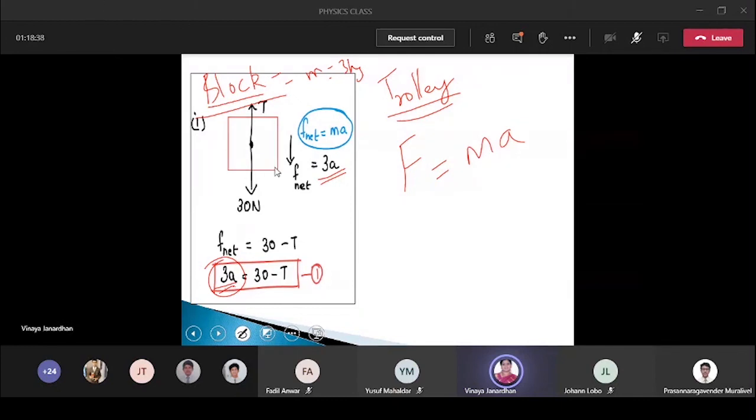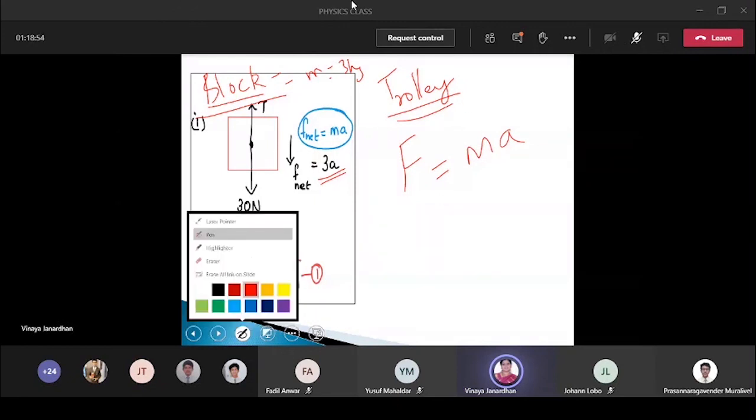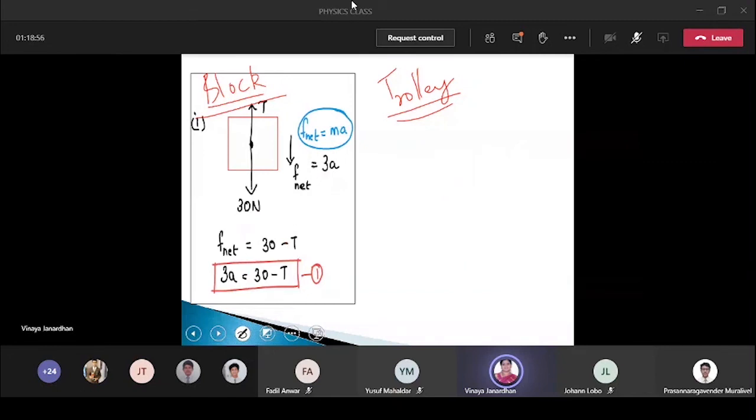Just only for the block, boys, you draw the free body diagram and complete till this. The trolley, I'll do it next class. Net force is mass into acceleration. Copy till this, then those who have copied can leave the class. Ma'am, the acceleration of the block and the acceleration of the trolley will both be the same. Same, because they are connected bodies.